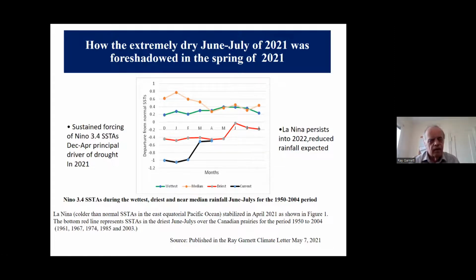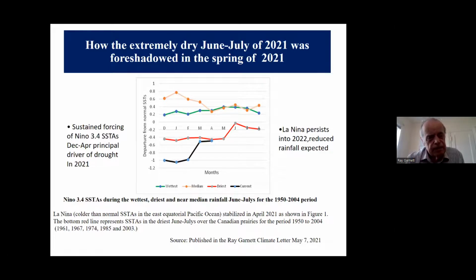So what we did is simply operational research with this composite. We overlaid what was happening, starting in December, running through April. And you can see in April that it was pointing to a very dry June and July. And so what this line in here does, especially if you accumulate it, is represent the sustained forcing of Nino 3 sea surface temperatures. This is in the Pacific, near the central part of the Pacific during that dry period. So we see that as a principal driver of the dryness that happened last year.